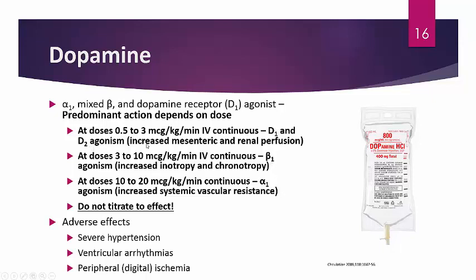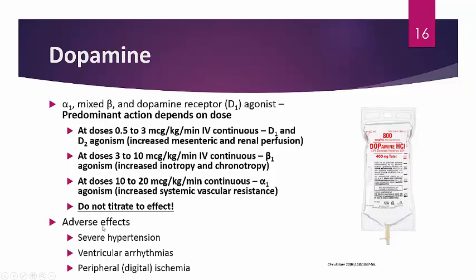So it's important to remember these dosage ranges because depending on what dose you actually give, that will determine what effect you get. And as a result of that, it's important not to titrate to effect with this agent unless you're actually titrating within that range. So it wouldn't necessarily be appropriate, say if you wanted a beta effect and you were at 5 mcg/kg/min, to titrate it all the way to 15. It wouldn't necessarily give you that predominant beta effect anymore. It would actually give you more of an alpha effect. So that's very important to know.